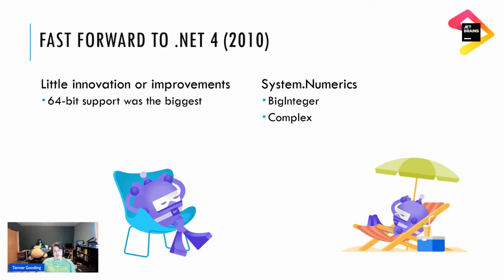The otherwise biggest change was just adding 64-bit support. And in .NET 4, we added support for BigInteger and Complex. So that is numbers that have an imaginary and real part. And these were added to the new namespace System.Numerics.